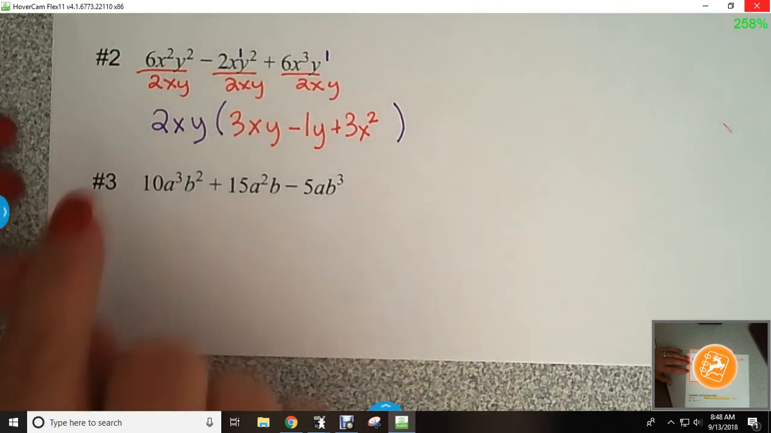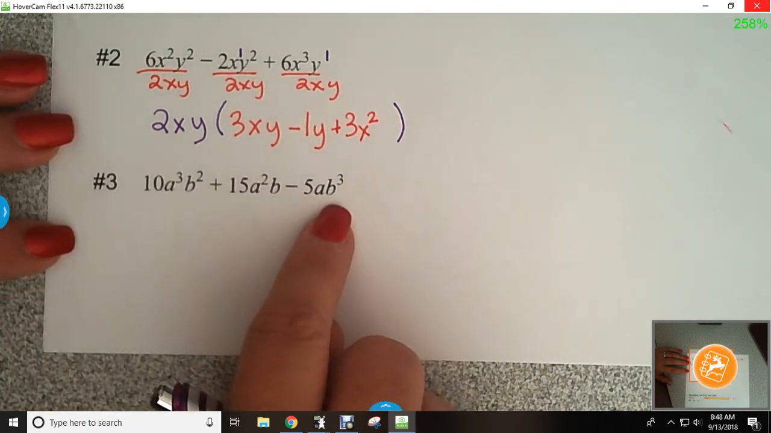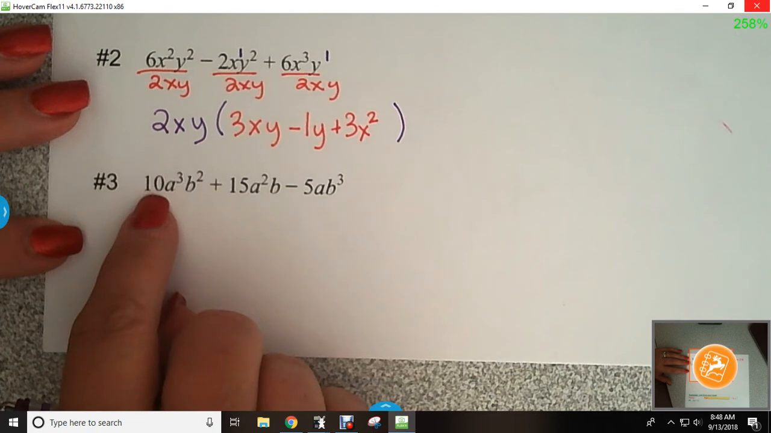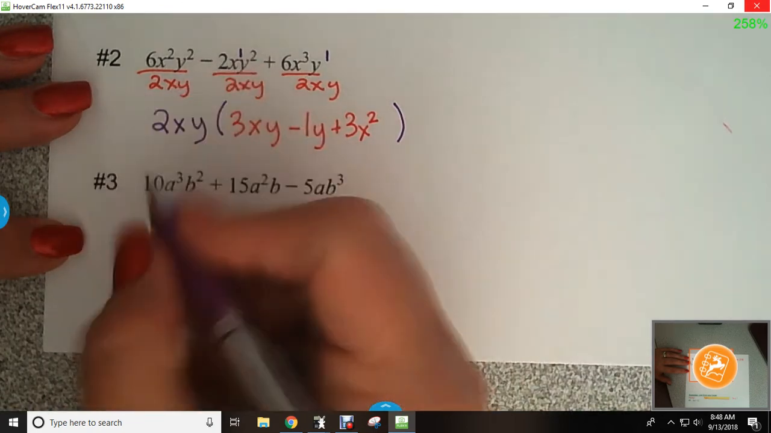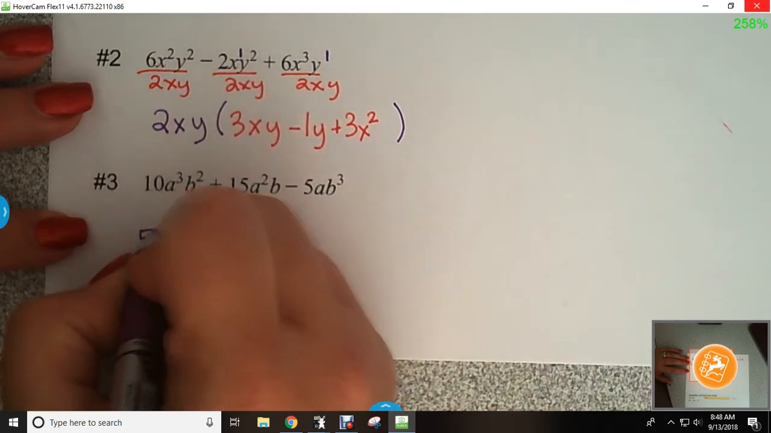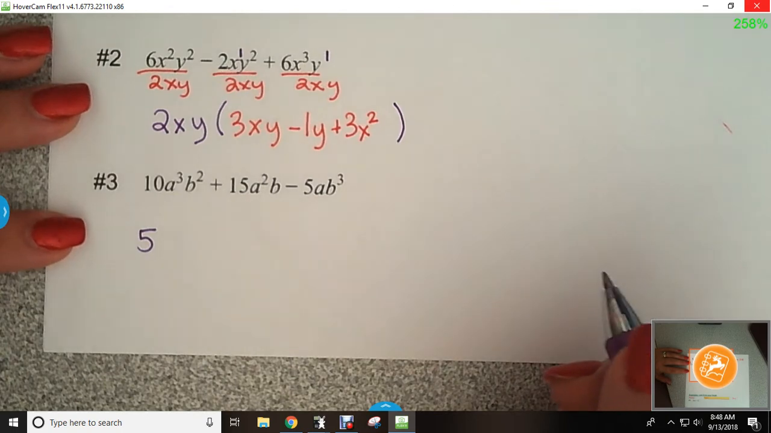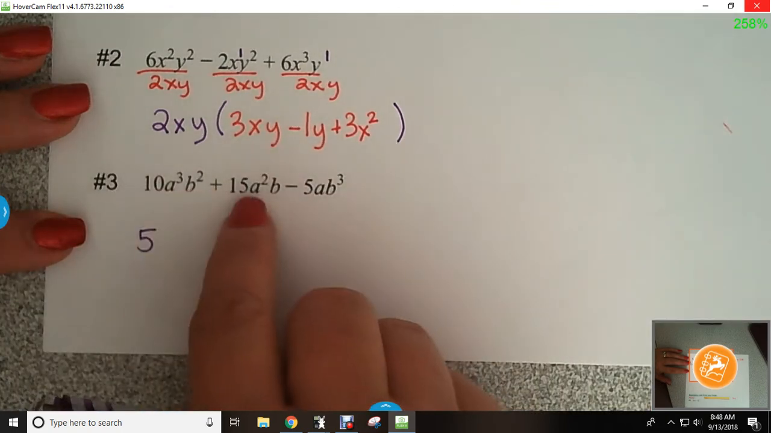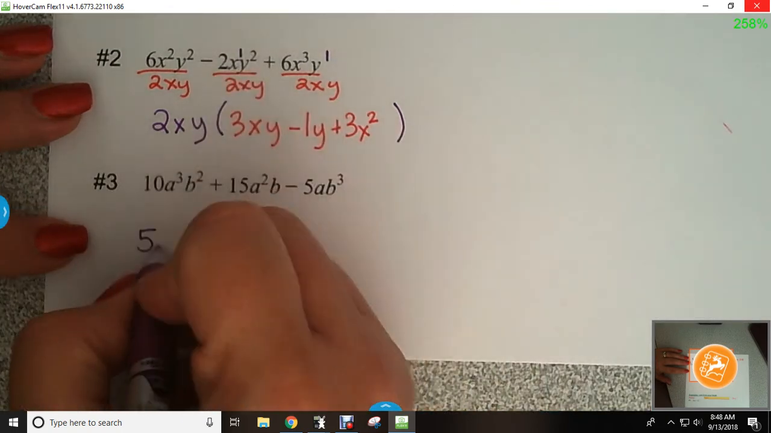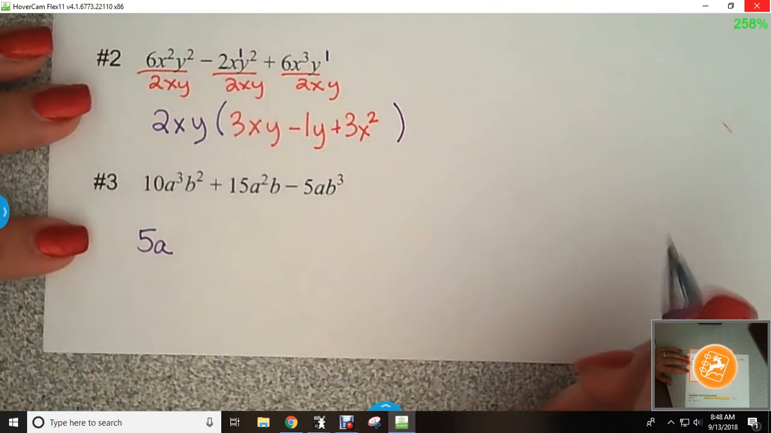All right, so I've got 3 different terms. I have coefficients for all 3 terms. The biggest number that will go into 10, 15, and 5 is a 5. Now I want to look at the A's. I've got an A to the third, A to the second, A to the first. So A to the first goes out here.